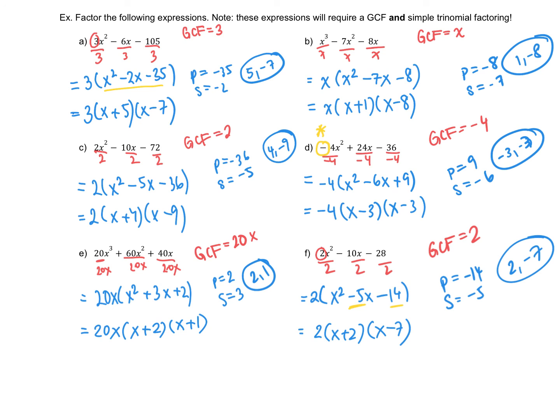And that's it. So sometimes you will require 2 methods. So that would be maybe a greatest common factor, and then if you have a trinomial, the simple trinomial product and sum method.